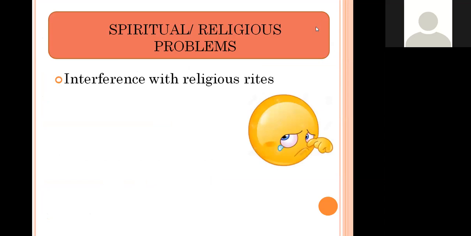So, coming to spiritual or religious problems, there may be interference with religious rites. Like there are some religious beliefs that one should not take any form of medicine for any illness, but instead should just pray. So imagine a patient with a malignant fungating wound having excruciating pain but unable to get pain medications, as it may interfere with his religious rites and religious belief.